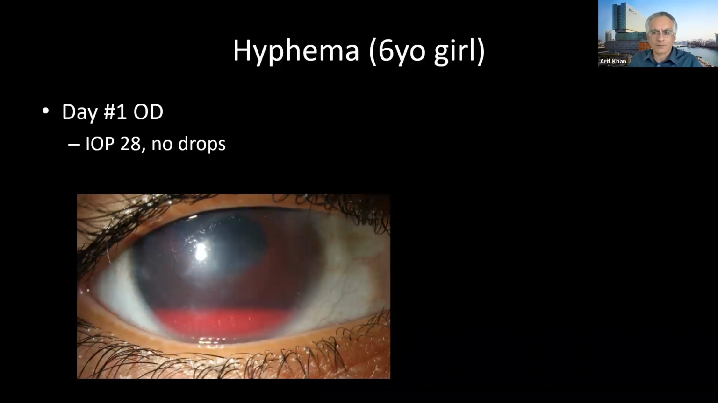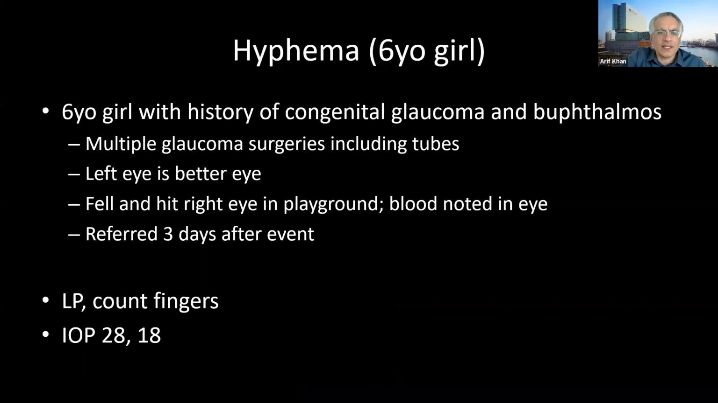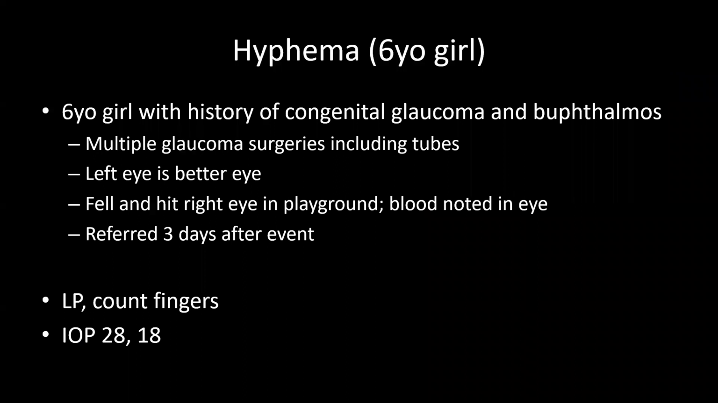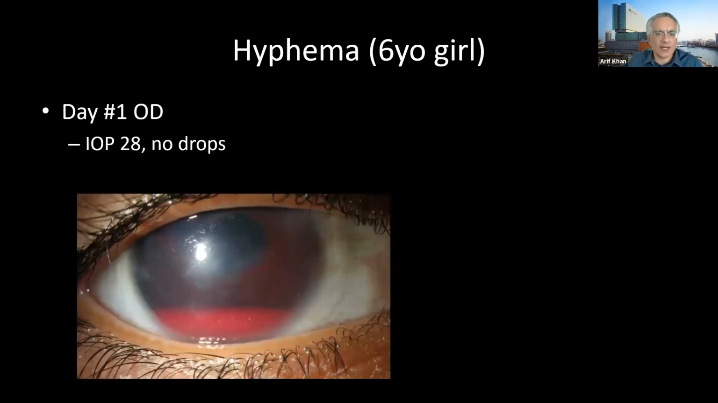Of course, we will start with taking history. As you said, Doctor, she's a known case of glaucoma. So let's say that all of this history is the complete history. We don't have the reports, but she's had multiple glaucoma surgeries, including tubes. She fell, hit her right eye in the playground, blood, vision LP, count fingers, pressure's high in that eye. How do we manage her?